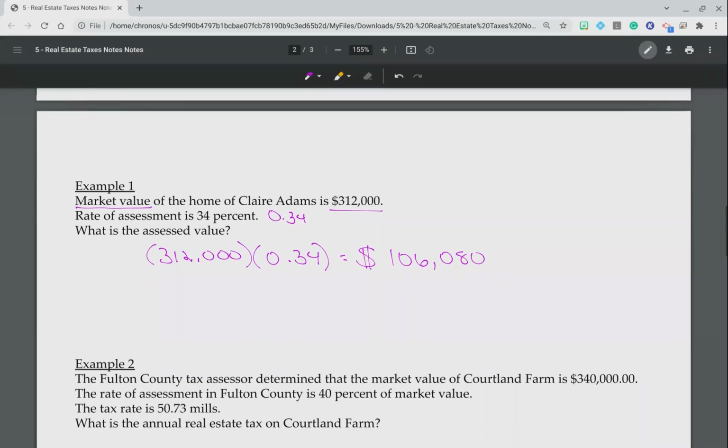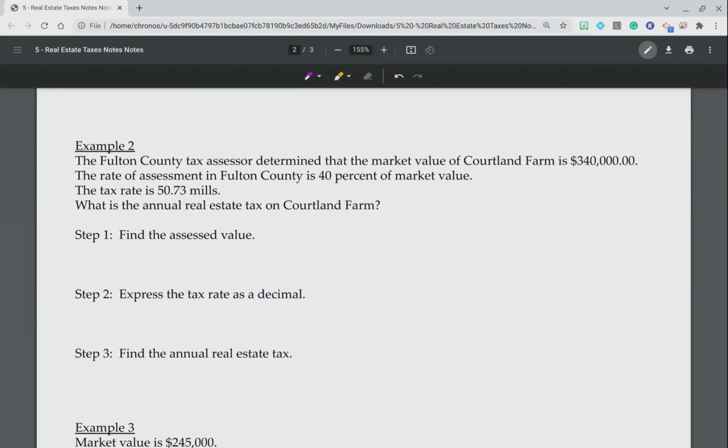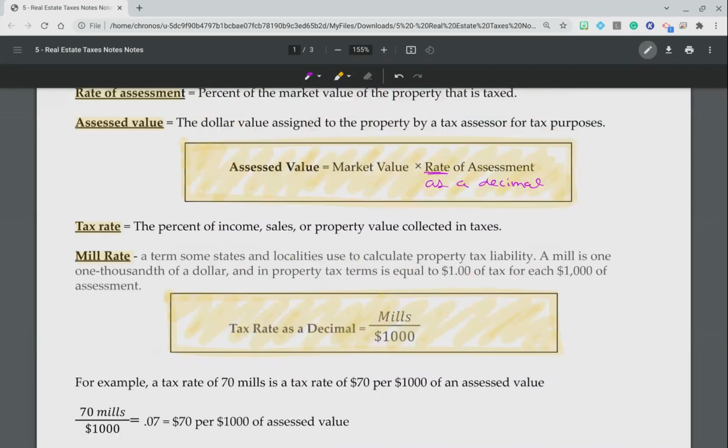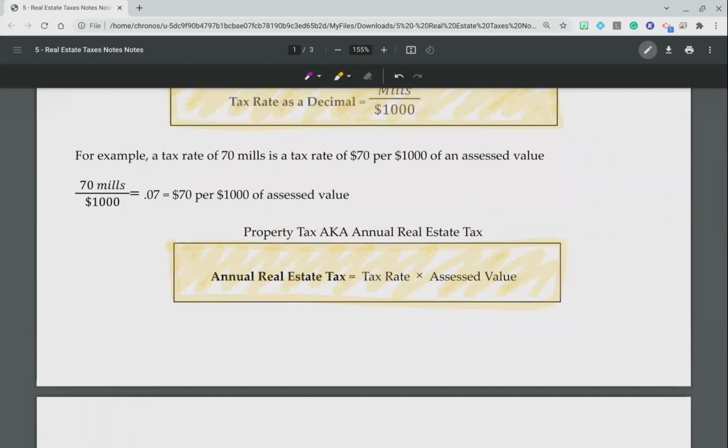Let's look at another example. The Fulton County tax assessor determined that the market value of Cortland Farm is $340,000. The rate of assessment in Fulton County is 40% of the market value. The tax rate is 50.73 mills. What is the annual real estate tax on Cortland Farm? Before we can find the annual real estate tax, I need the tax rate and the assessed value. So I'm going to use my tax rate as a decimal formula and my assessed value formula. Once I find those two things, I can multiply them together to find my annual real estate taxes.